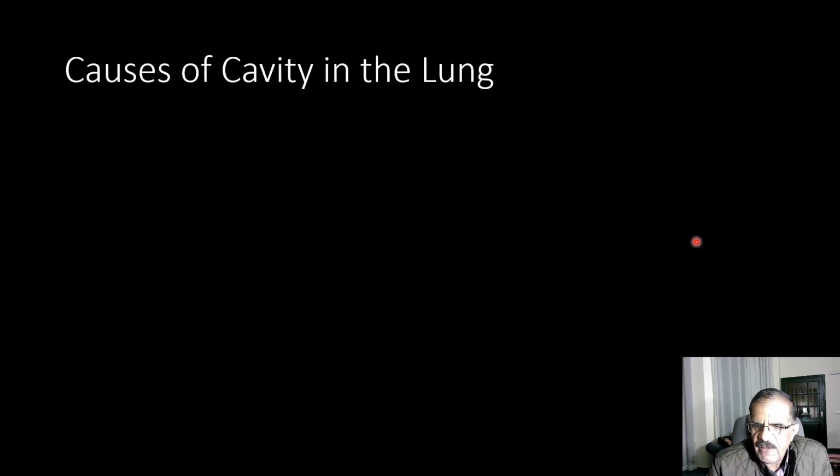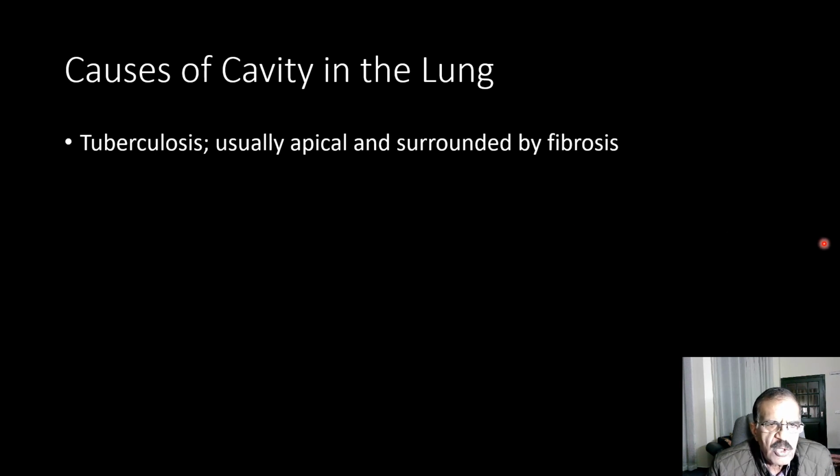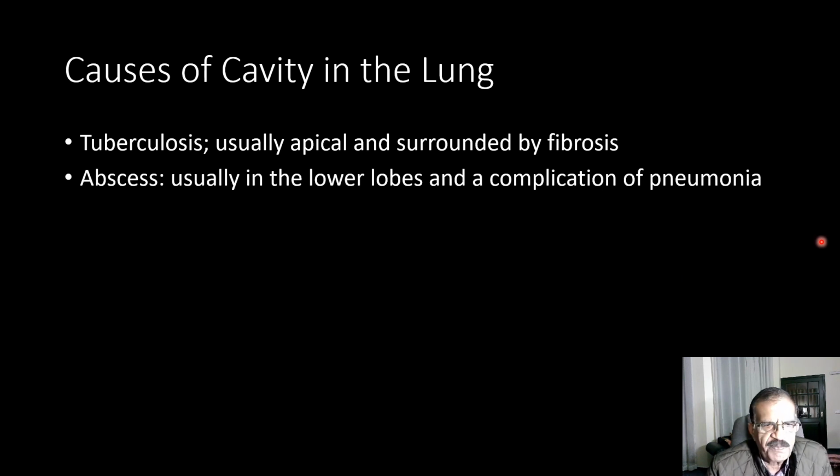Now we have seen some cavities, some abscesses. Now let's sum up the radiological signs. Causes first, causes of cavity in the lung. Tuberculosis, in my opinion, in our part of the country, remains the commonest cause of cavity. Usually it is apical and surrounded by fibrosis. It could be in the middle lobe or the lower part also, but if you have an apical cavity surrounded by fibrous tissue, it is highly suggestive of tuberculosis, because tuberculosis typically affects the upper lobe.